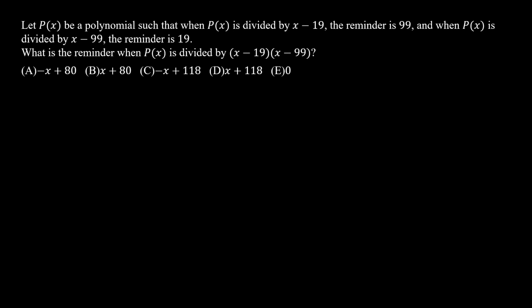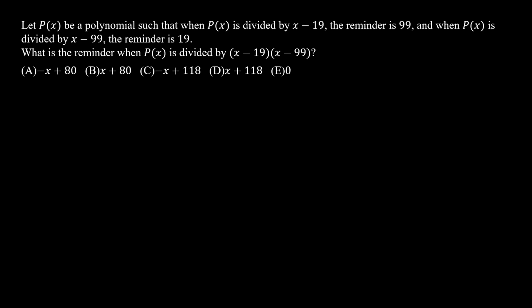Okay, let P(x) be the polynomial such that when P(x) is divided by x minus 19, the remainder is 99. And when P(x) is divided by x minus 99, the remainder is 19. What's the remainder when P(x) is divided by x minus 19 times x minus 99? This will seem very confusing in the beginning, because it's very close to the concept, but also very different, because you have a non-linear expression as the divider. So you definitely cannot apply the concept directly.